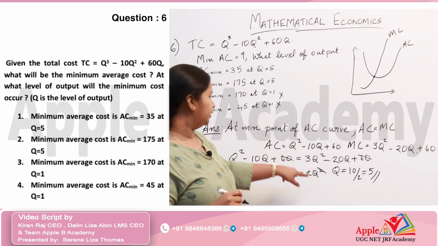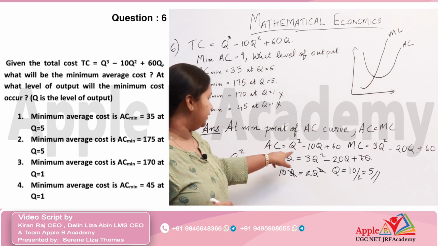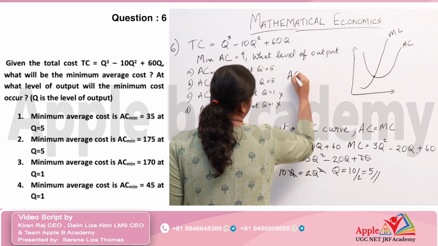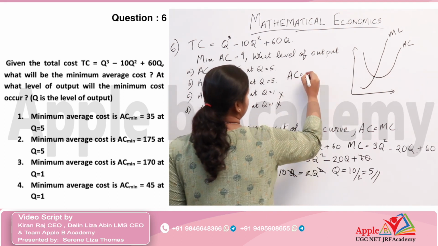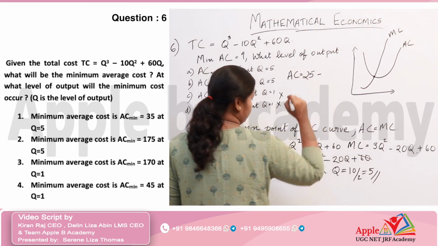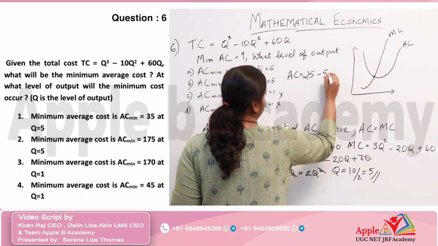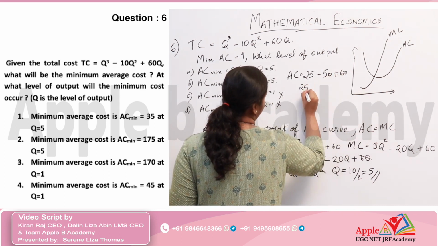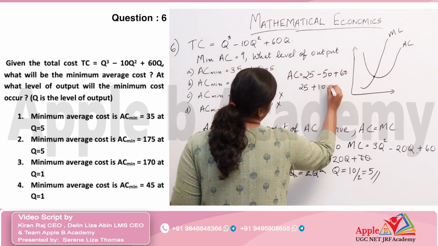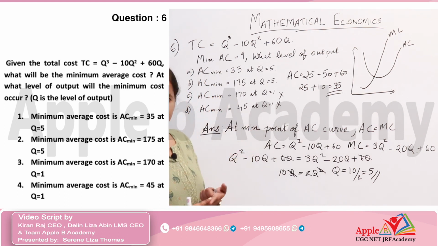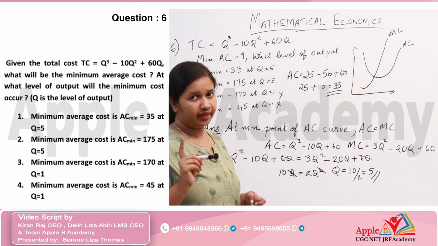By substituting the value of q in the AC, we get the answer for AC. So AC is equal to 5 square, which is 25, minus 50, plus 60. So we have 25 plus 10, which is equal to 35. So q is equal to 5 and AC equal to 35, which is option A.